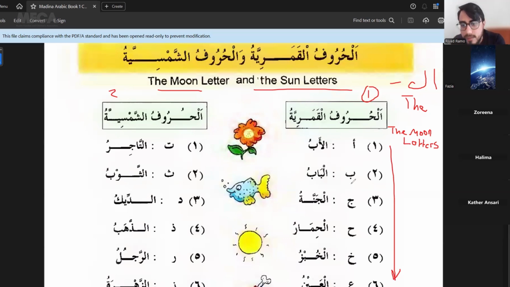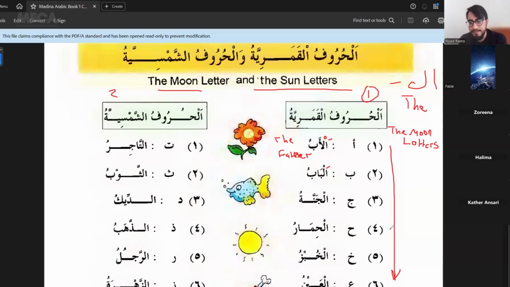So for example, let's look at number 1, alif. Abu, the father. Number 2, ba. Babu, the door. Number 3, jannatu, the Jannah, the paradise. So you see, I'm pronouncing the alif lam clearly.